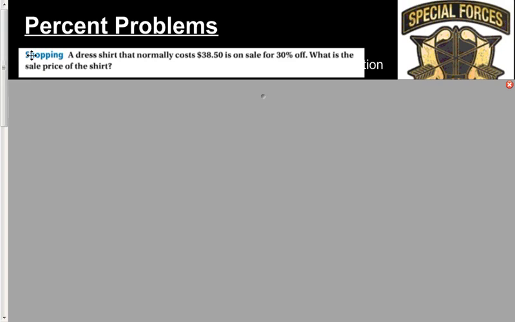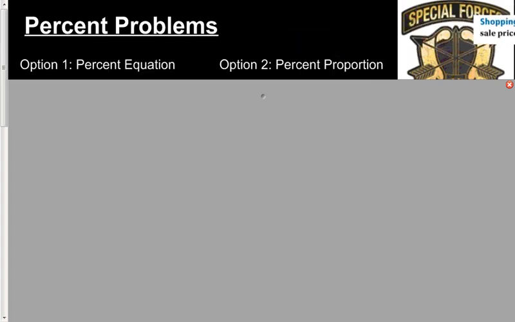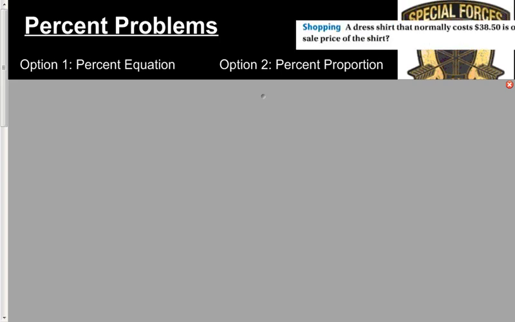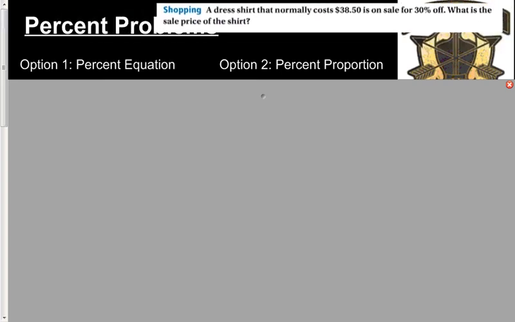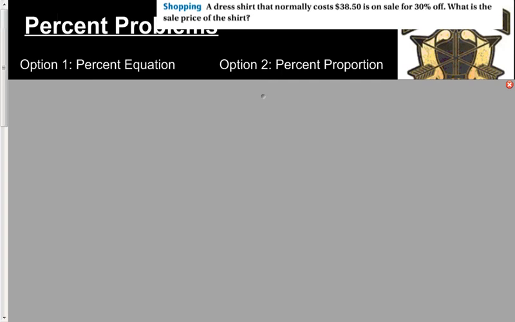I'm going to show you two different ways to solve percent problems like this. Both are useful. Well, one of them is useful in one situation, and the other one is useful in all situations. I'm going to show you both anyway. The first option is the percent equation. When I get an example like that, I right away would use the percent equation because I can do that quickly in a calculator.